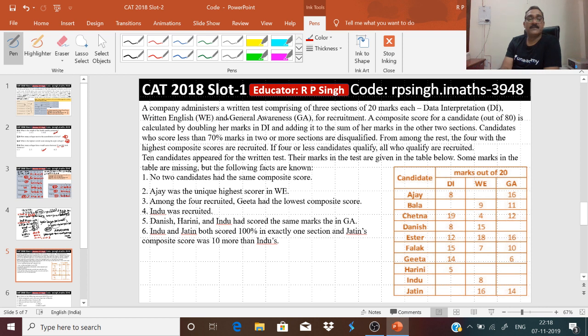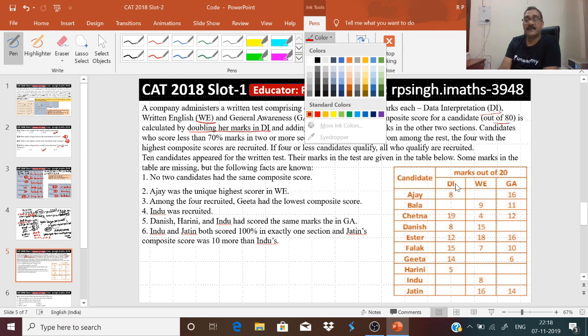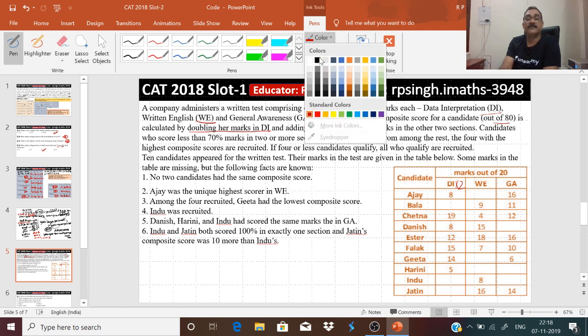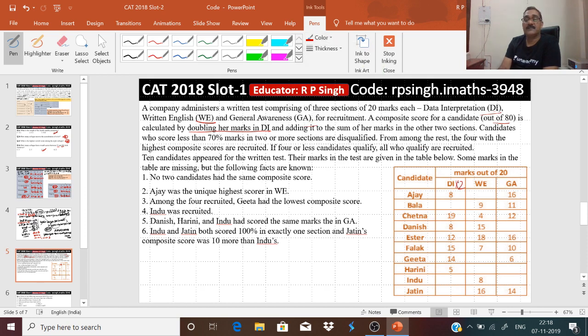A company administers a written test comprising 3 sections of 20 marks each, that is DI, written English and general awareness. A composite score for a candidate out of 80 is calculated by doubling her marks in DI, means the weight of DI is double of the rest of the subjects. So guys, the score of DI should be multiplied with 2. The others are multiplied with 1.